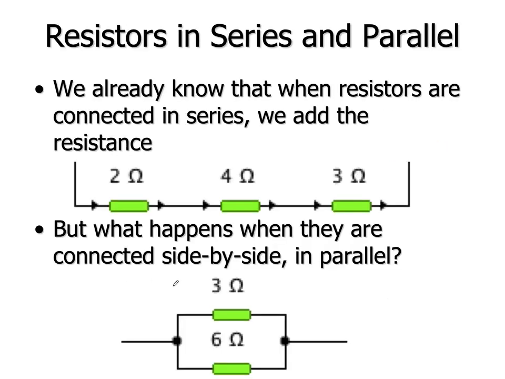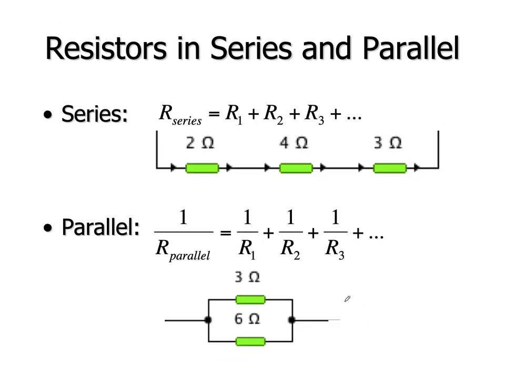We already know when you put resistors in series, you just add them up. The example we just did there, that was equal to 9 ohms. But what happens when you put them side by side? Remember, putting resistors in series is like putting pipes one after another. It increases the resistance because now the stuff has to flow through both of them. But what happens if you put pipes side by side? What happens to the resistance of the flow? It actually gets easier. And so the relationship here is pretty simple. If you have resistors in series, you just add them all up. If they're in parallel, the formula is a little bit more complex.